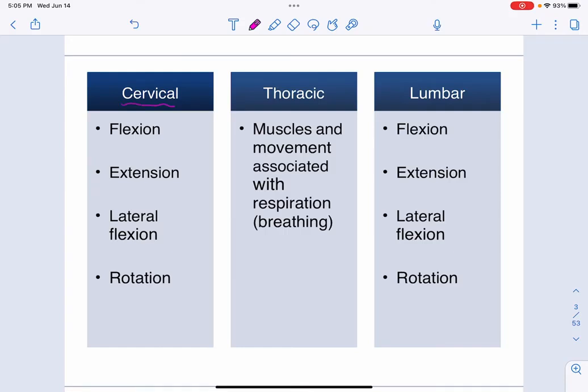The thoracic region, the vertebrae in the thoracic region have very little movement to them. The only movement associated with the thoracic vertebrae has to do with respiration, breathing. So as we breathe in and out, there is a little bit of movement that occurs within the thoracic vertebrae. The lumbar vertebrae have the same types of movement that our cervical vertebrae do. So you can get flexion, extension, you can get lateral flexion and rotation at the lumbar region.